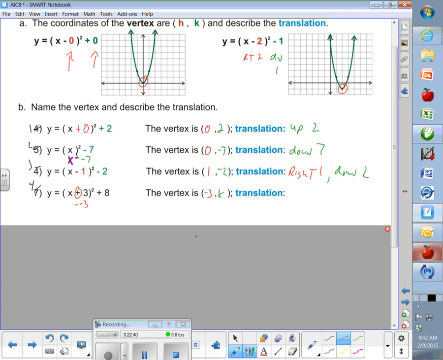All right, so who can give me the translation? Wesley? Left 3 and up 8. How many agree with left 3 and up 8? And you'd all be correct. First number's left or right, positive is right, negative is left. Second number's up and down, positive is up, negative is down. Questions on that? Anybody? Questions?